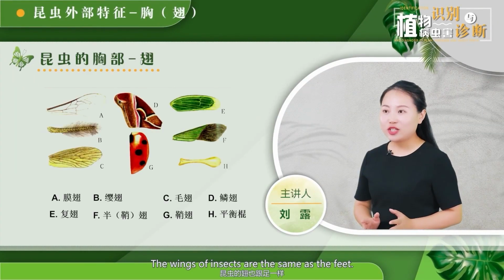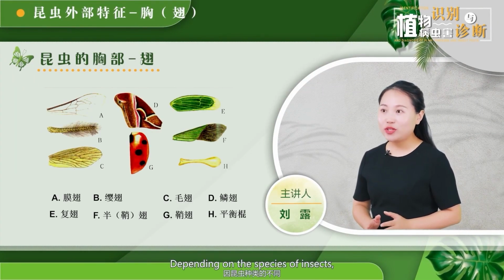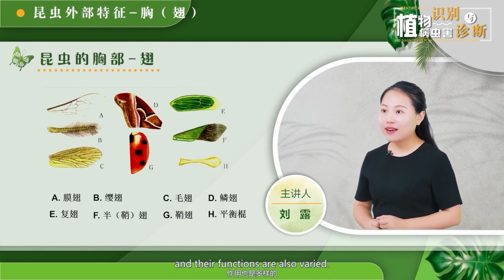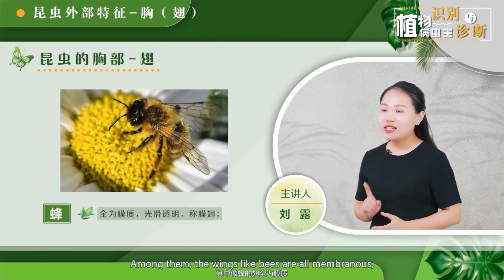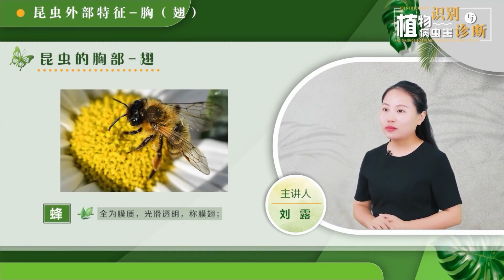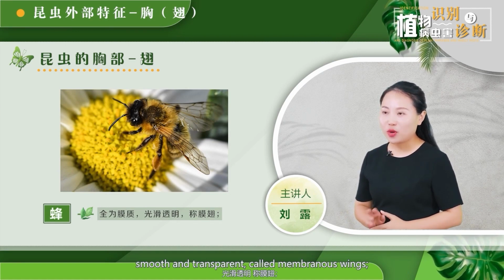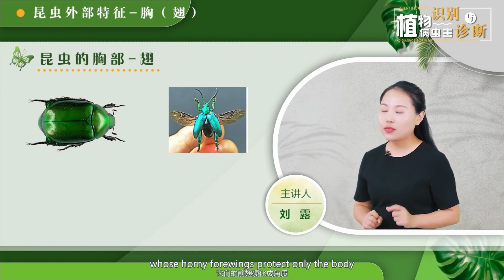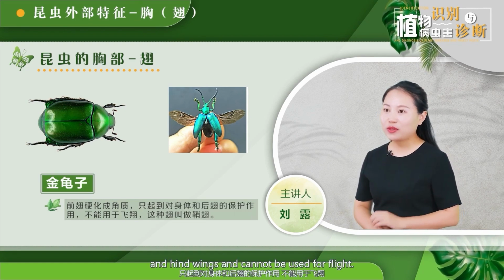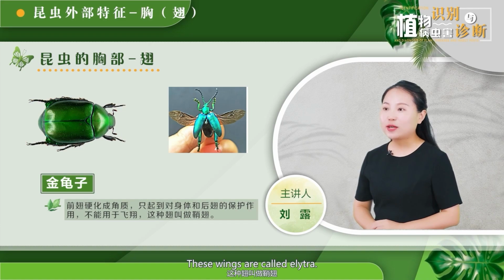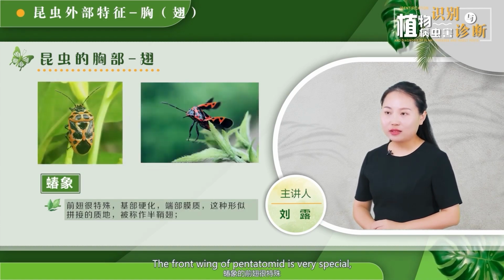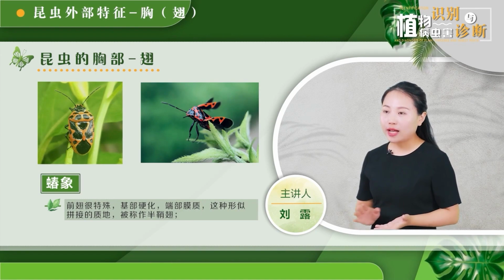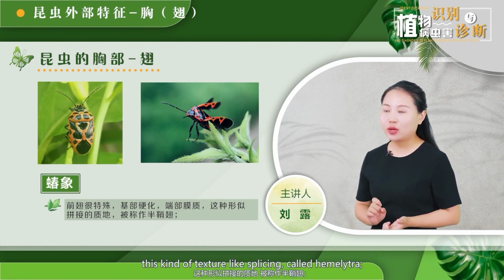The wings of insects are the same as the feet. Depending on the species of insects, the texture and shape of the wings vary greatly, and their functions are also varied. Among them, the wings like bees are all membranous, smooth, and transparent, called membranous wings. Beetles such as chafers have horny forewings that protect only the body and hind wings and cannot be used for flight. These wings are called elytra. The front wing of pentatomid is very special. The base is hardened, the end is membranous. This kind of texture like splicing is called hemelytra.